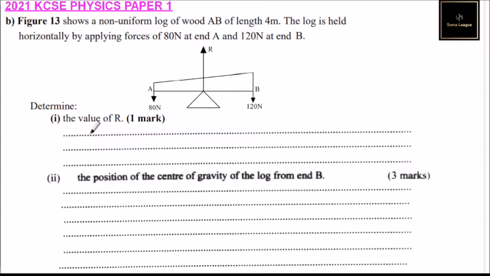So the value of R is equal to the sum of the forces. So it is 80 plus 120, which is equal to 200 newtons. So that is the value of R, the sum of the two forces. Then we have Roman number 2, the position of the center of gravity of the log from end B. So we are required to find this.